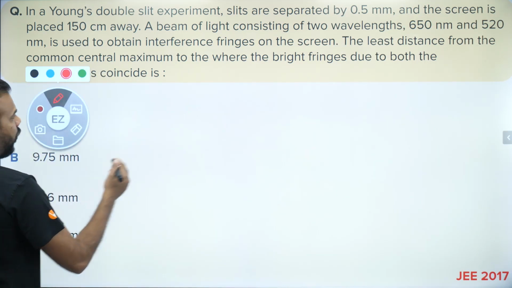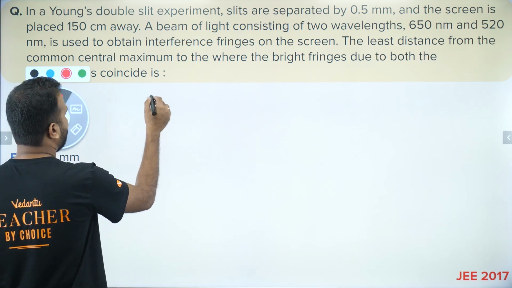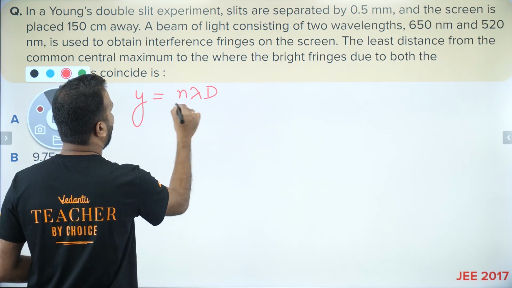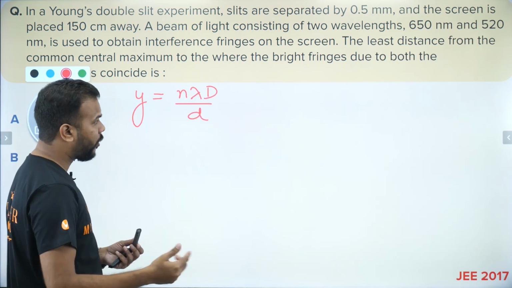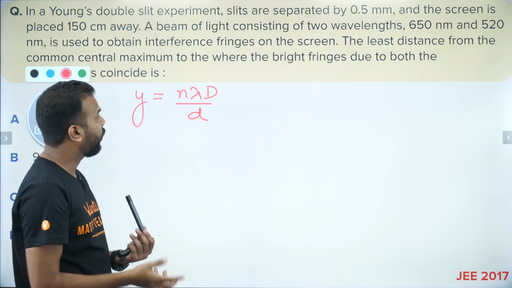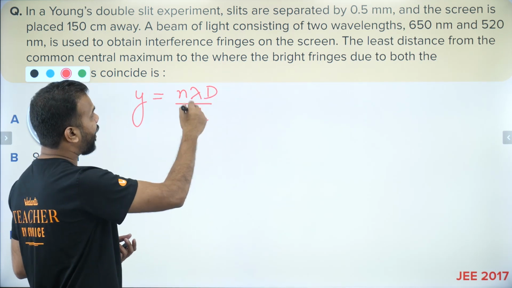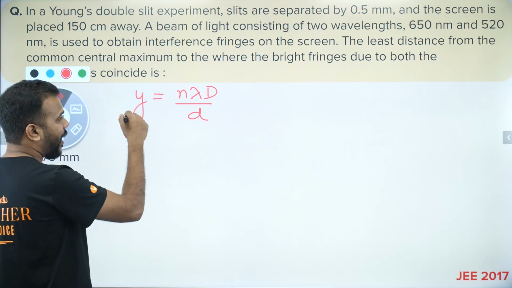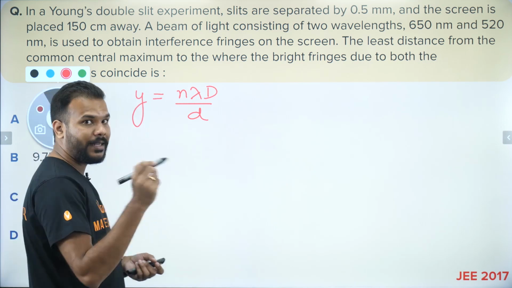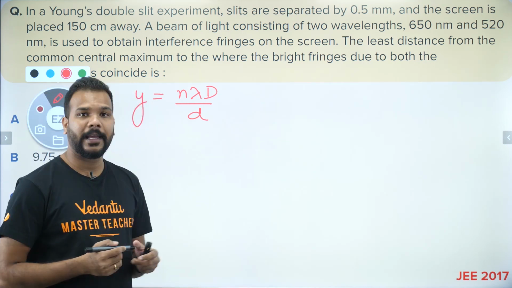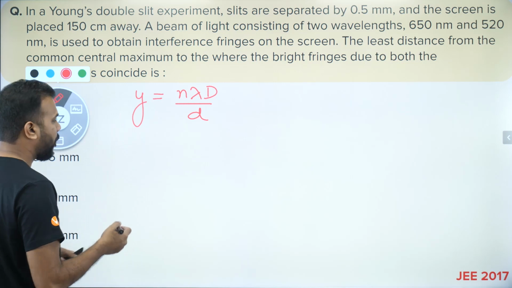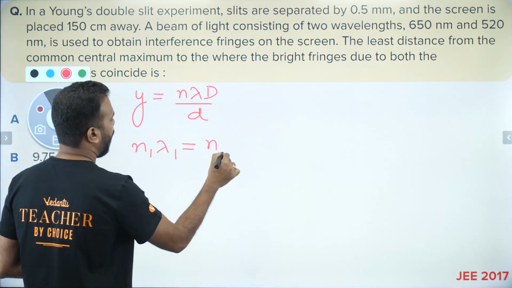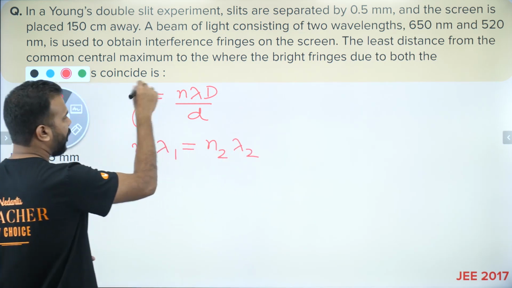So guys, in this particular situation, what is given to us is that y has to be same for both, which is n lambda capital D by small d. Now for both the waves, because capital D and small d is same, small d is given to us as 0.5 millimeter, capital D is given to us as 150 centimeter or 1.5 meter. So we can say that if y has to be same, n and lambda are supposed to be same. Okay, n is basically the nth bright fringe we are talking about. So what basically will have to be same for both the light waves is n1 lambda 1 equal to n2 lambda 2. Basically I'm equating y.